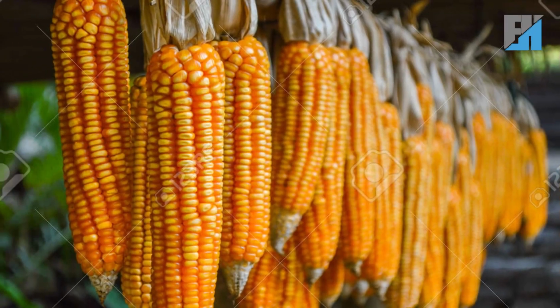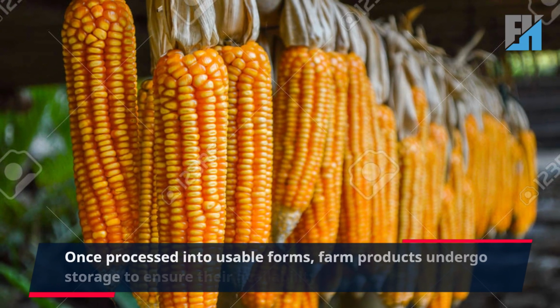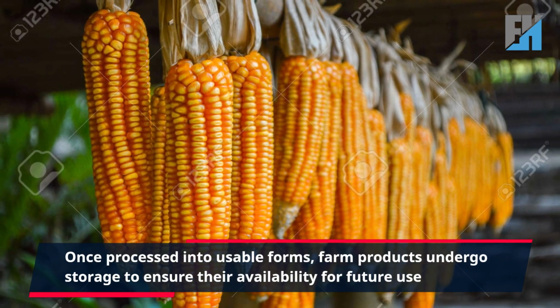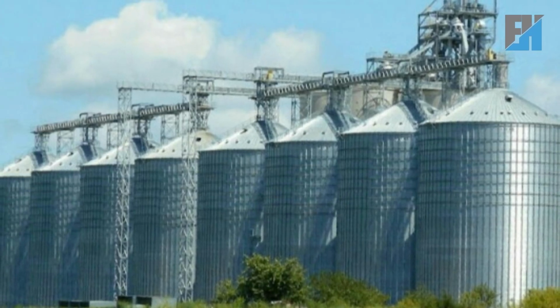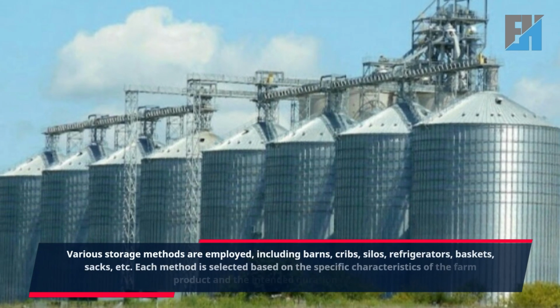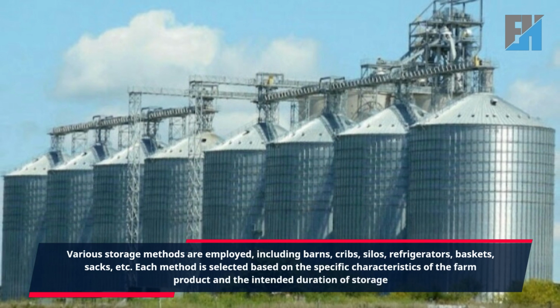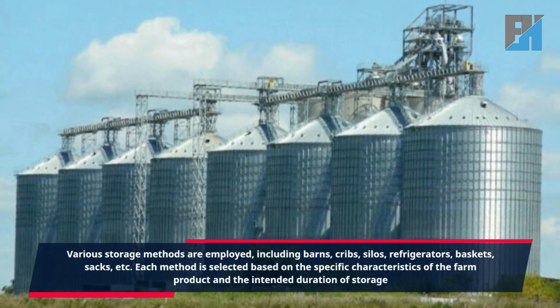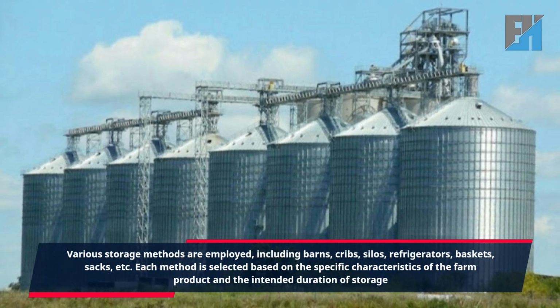Storage. Once processed into usable forms, farm products undergo storage to ensure their availability for future use. Various storage methods are employed, including barns, cribs, silos, refrigerators, baskets, sacks, etc. Each method is selected based on the specific characteristics of the farm product and the intended duration of storage.